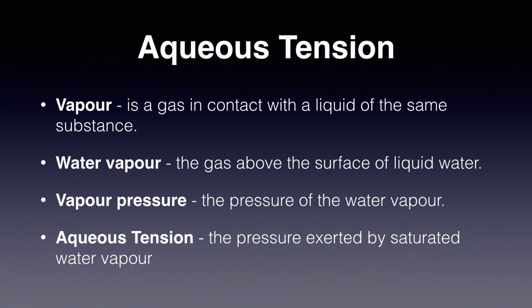Now the next one is water vapor. It is simple. If I have taken water in a container, then the gas above the surface of the liquid water is said to be water vapor. If I have taken acetone, it will be the vapors of acetone above that liquid. So it depends upon what I have taken in the container. If it is liquid water, then the gas above the surface of liquid water is said to be water vapor.